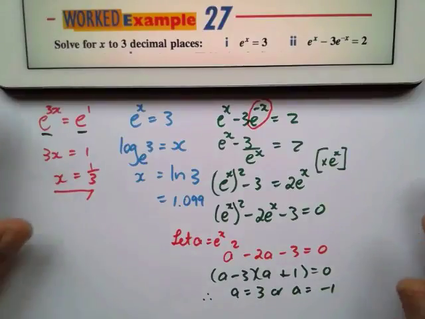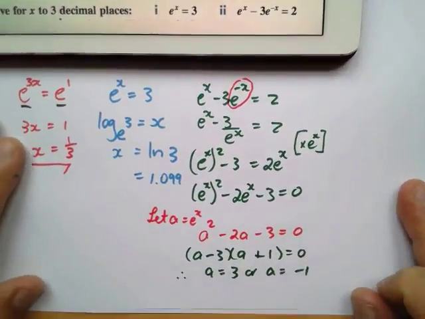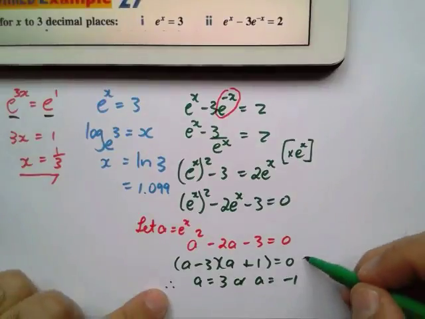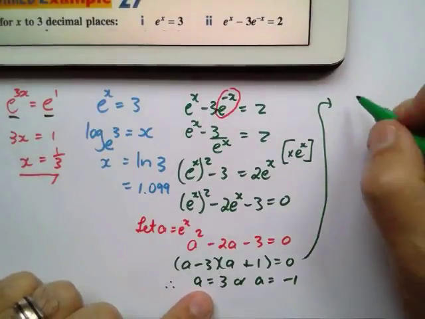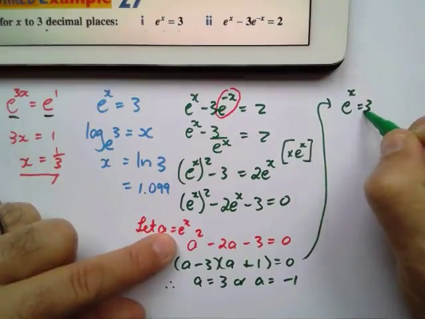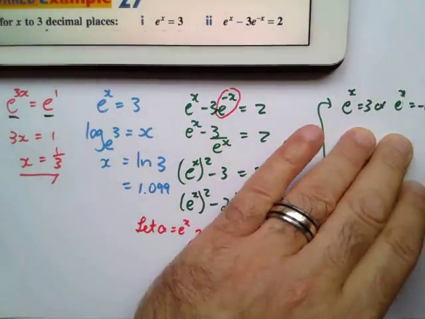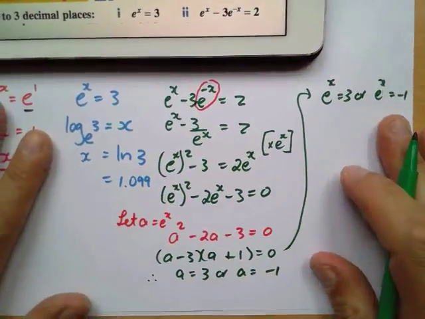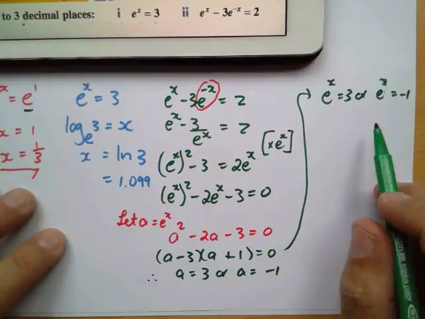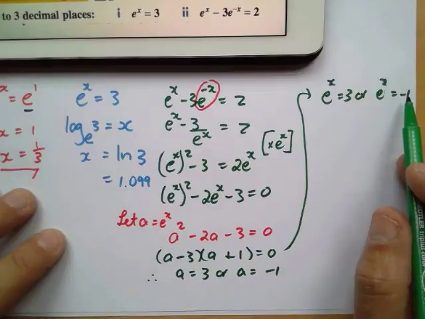I'm just going to carry on this side. So a is now e to the power x. It means e to the power x equals 3 or e to the power x equals negative 1. But nothing to the power... nothing here can give me a negative 1. So that is invalid.